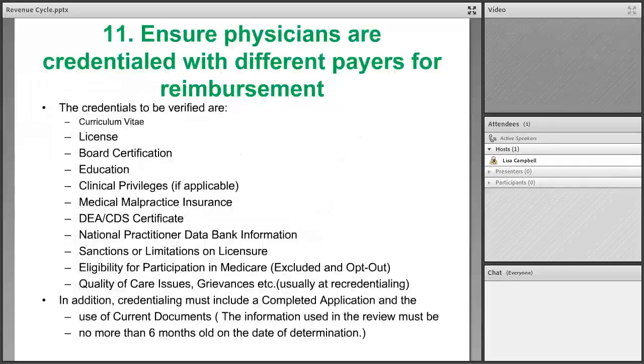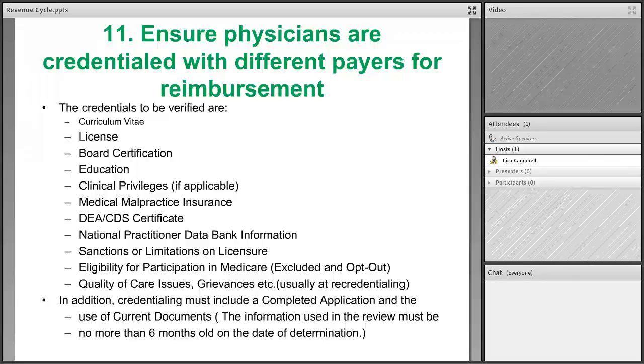Number 11, ensure physicians are credentialed with different payers for reimbursement. This is very, very important because if the provider is not credentialed, unfortunately, we may not be paid. So during the credentialing process, there are several documents and processes that are involved. So I'll just highlight a few.